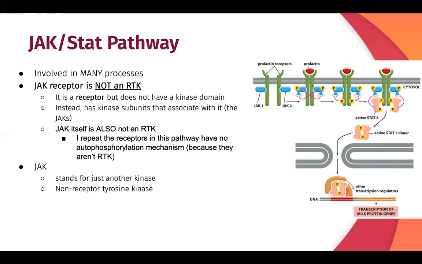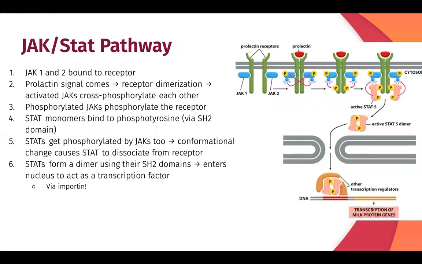So this is in the case of making milk proteins. So prolactin is the receptor that comes in. It shows this in red. And then we have the JAK subunits phosphorylating each other, which then phosphorylate. Let me do it in words and that may help. So JAK 1 and 2 are bound to the receptor. So those are the blue parts. So the prolactin signal comes in and the receptor dimerizes. So similar to RTK in the dimerization.